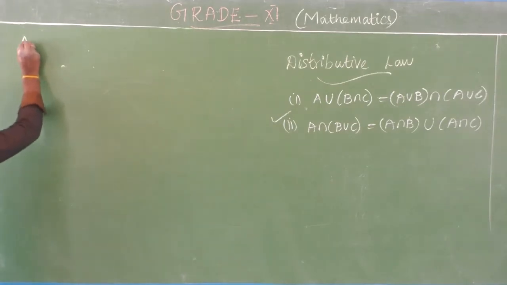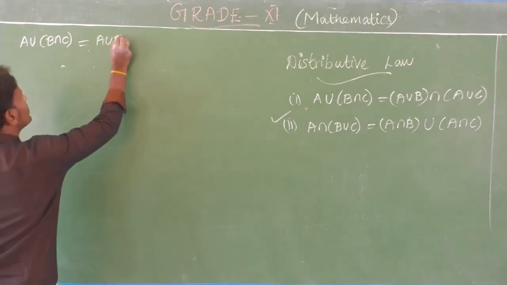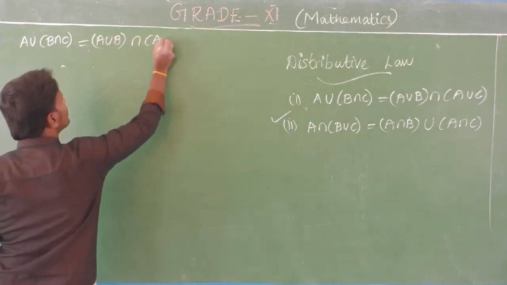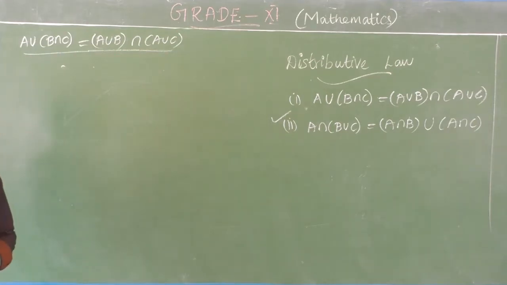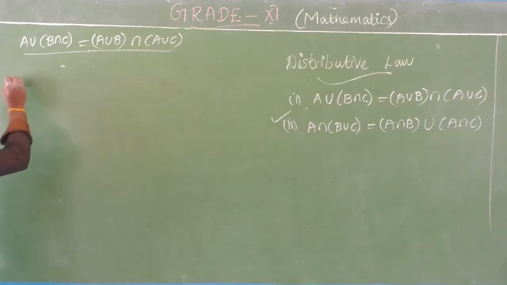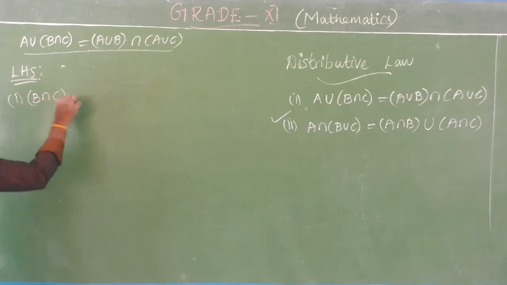So I give you now A union (B intersection C) is equal to (A union B) intersection (A union C). First I am going to verify using the Venn diagram, and I give you some sets to verify. Okay, so on the left side I need two diagrams. The first one is B intersection C. Already you know by BODMAS rule, whatever is given in the bracket we have to take first, and then we move to the next one.